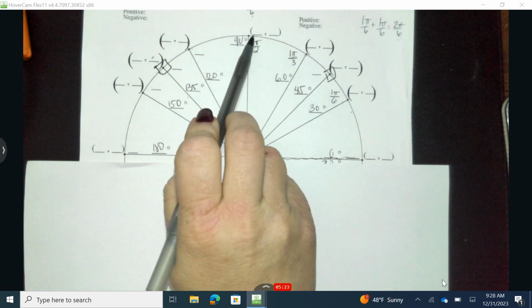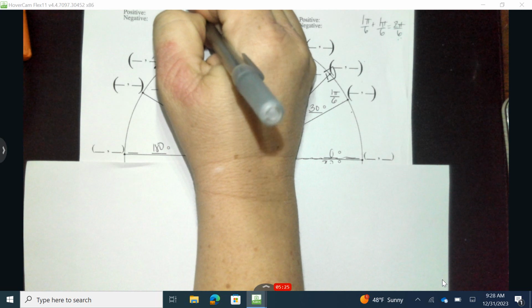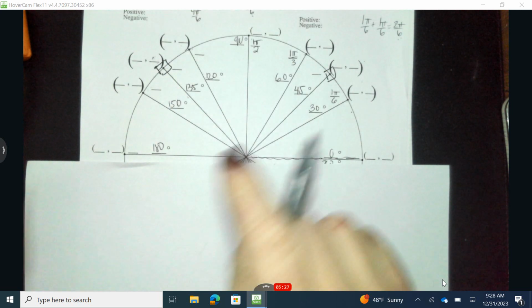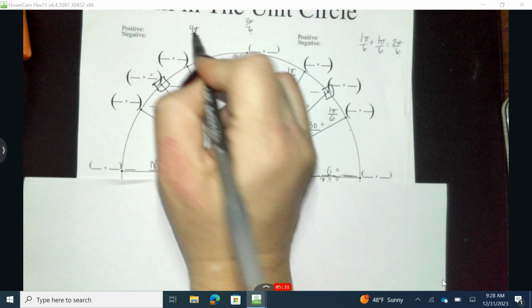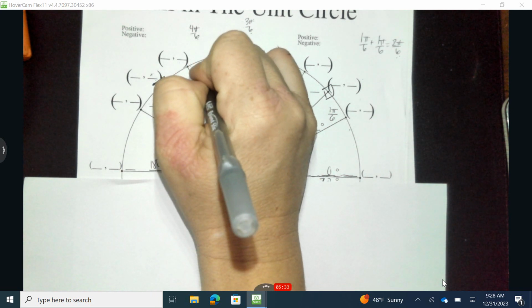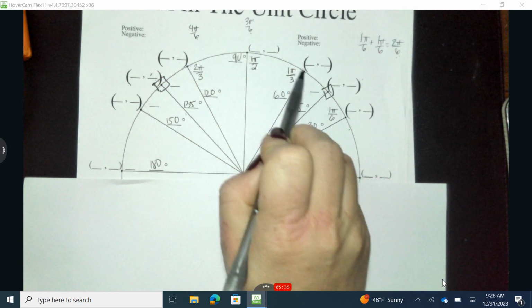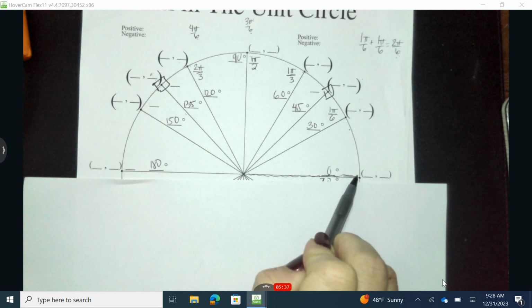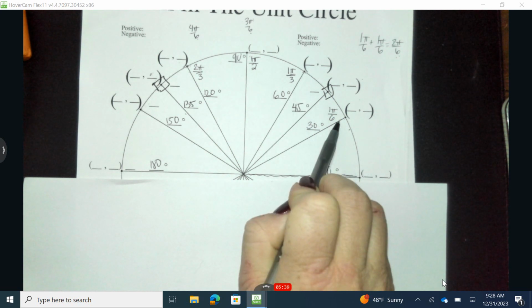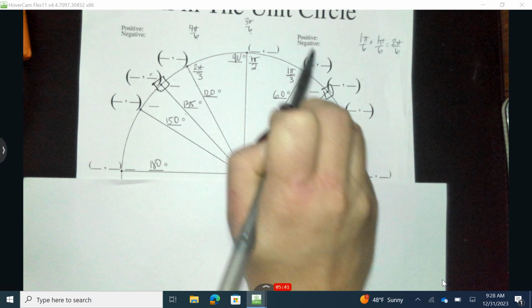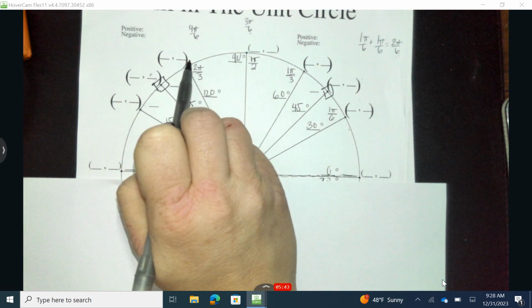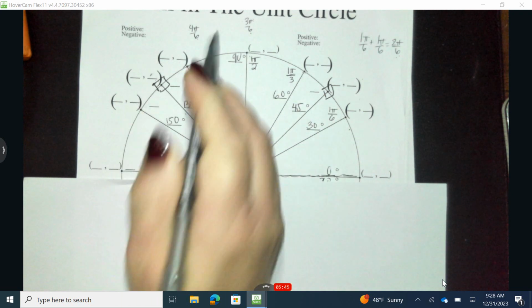1, 2, 3, 4. This is 4 pi over 6. And 4 pi over 6, where they're both even, reduces to 2 pi over 3. So we don't count this as 1, by the way. That's a common misconception. This is 1 pi over 6, 2 pi over 6, 3 pi over 6, 4 pi over 6, 5 pi over 6.